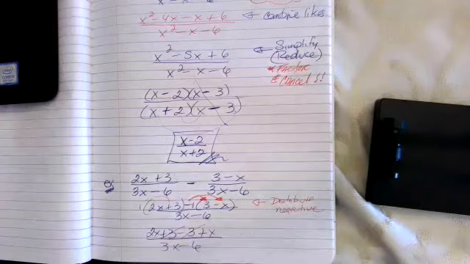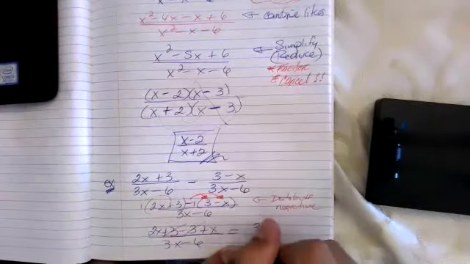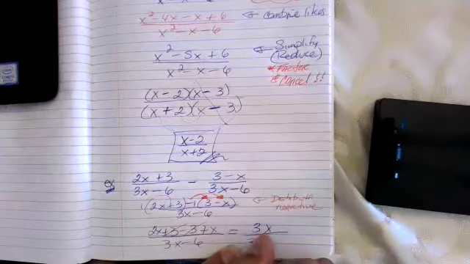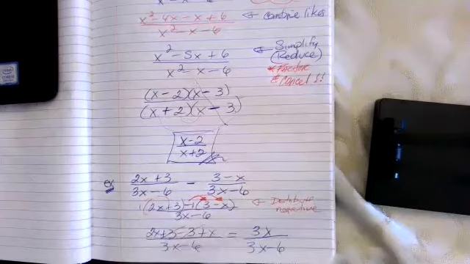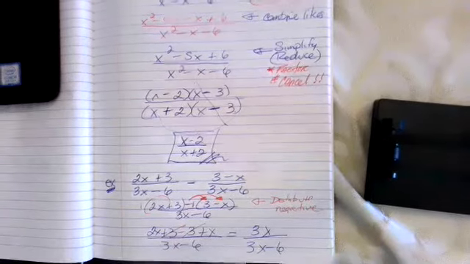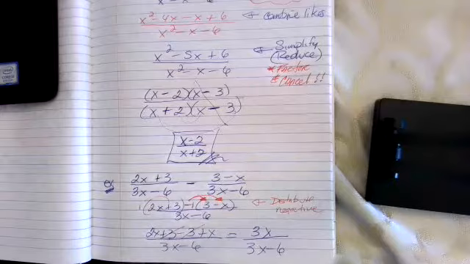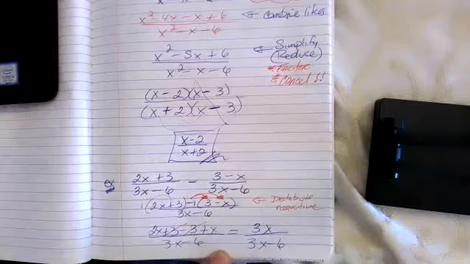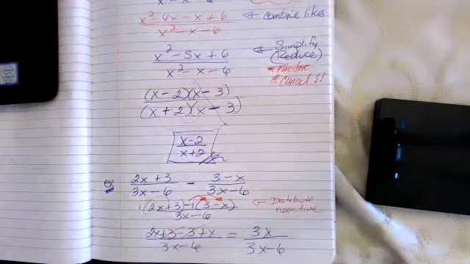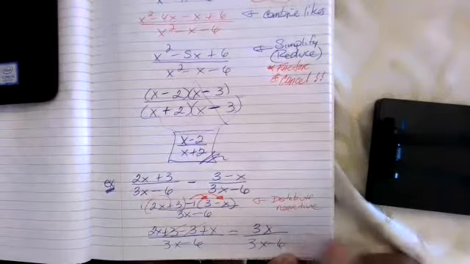So I'm left with 3x over 3x minus 6. And in order to simplify this, we have to factor. We cannot cancel until we factor. This denominator could be factored. I'm running out of space.